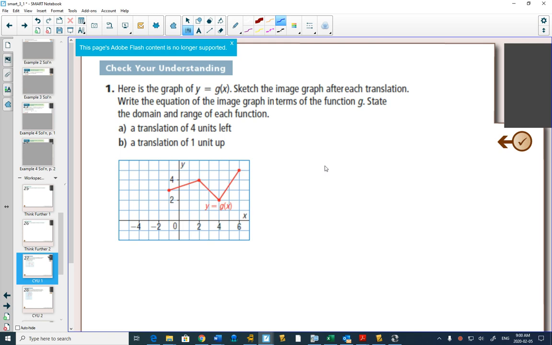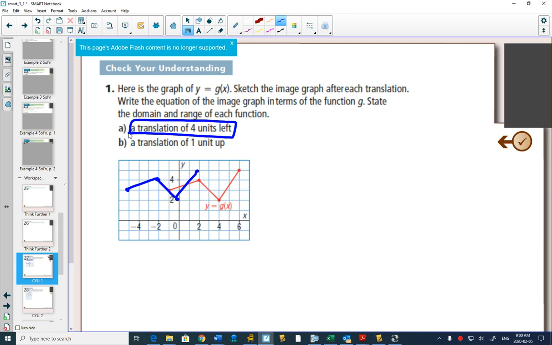Translate it 4 to the left. Okay, I'm going to do that one in blue. That's going to be easy, just 1, 2, 3, 4. Take each of those key points and move them 4 to the left, and then play connect the dots. Perfect. We've sketched it moving 4 to the left.